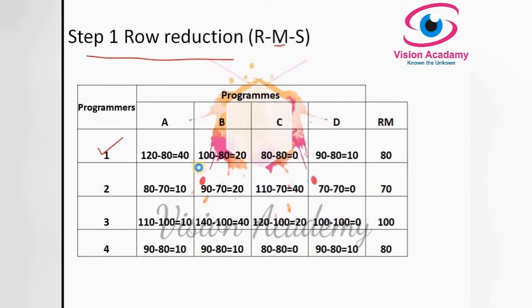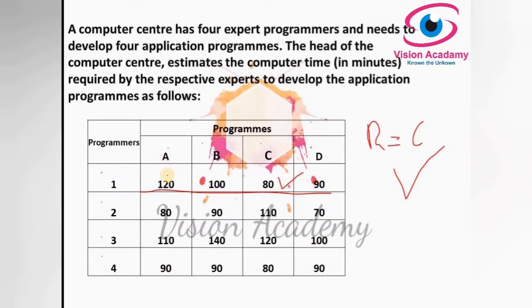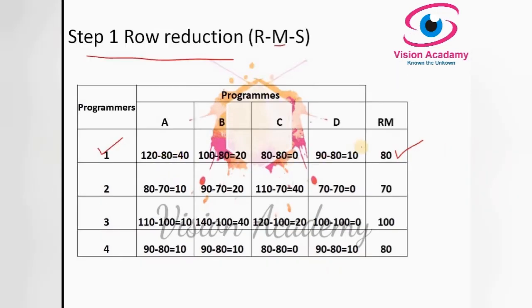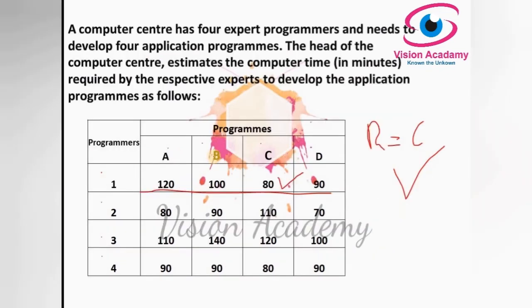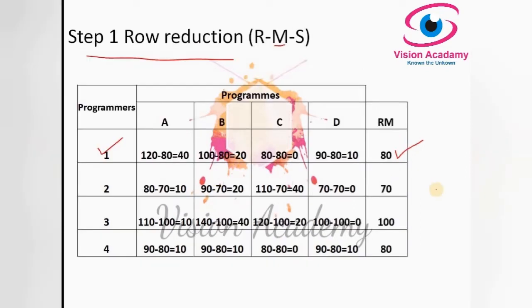In the row, what is the minimum? This is 80, as I already said. I have listed here for your understanding that the row minimum is 80. Then we subtract all other values by this 80. Here 120 is the cost in the cost matrix; 120 minus 80 is 40. 100 is a cost again, and 100 minus 80 is 20. 80 minus 80 is equal to 0, and 90 minus 80 is equal to 10. So this is the first row.